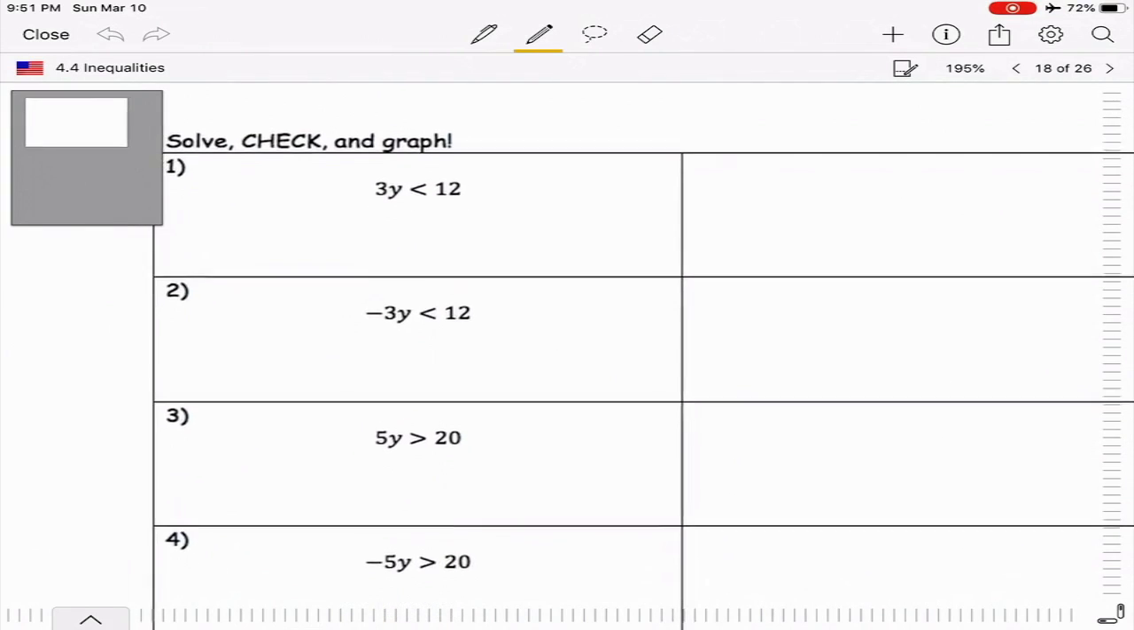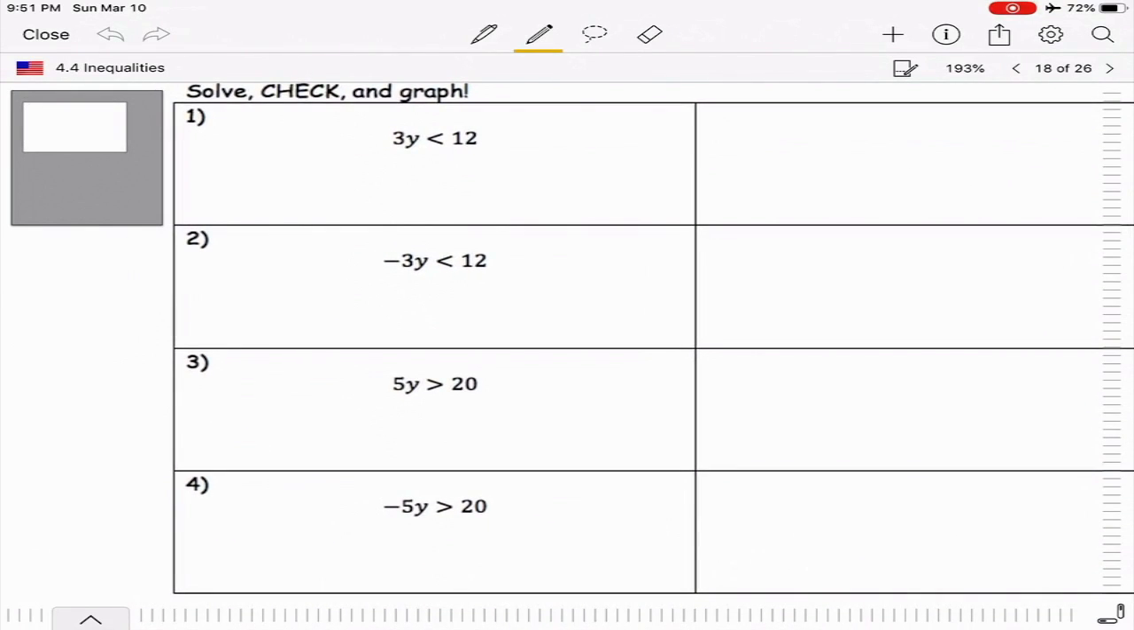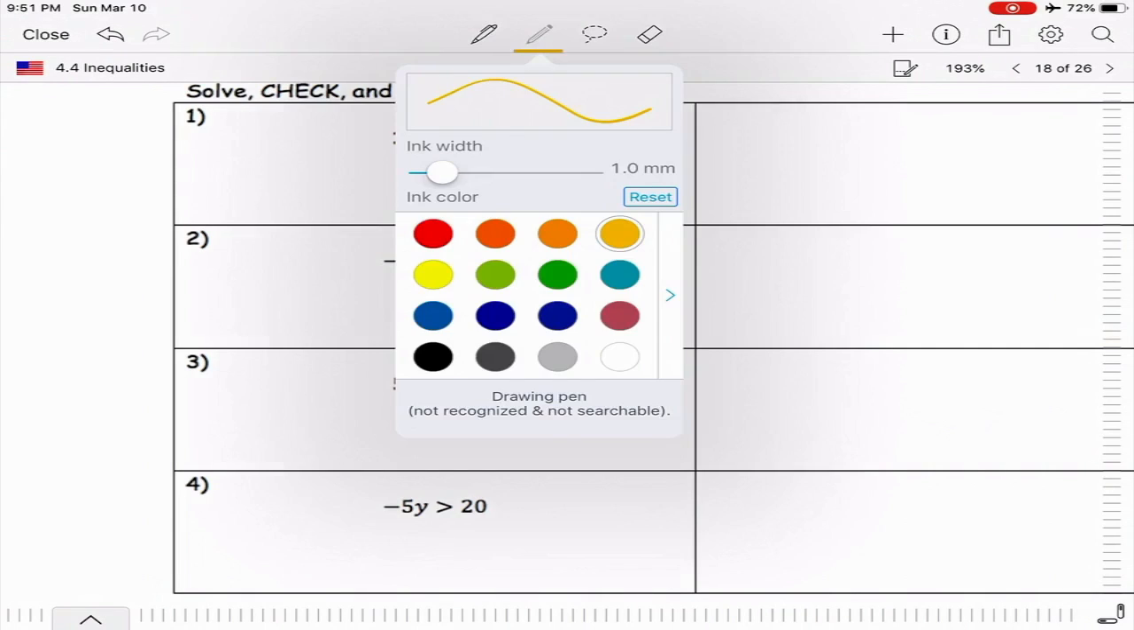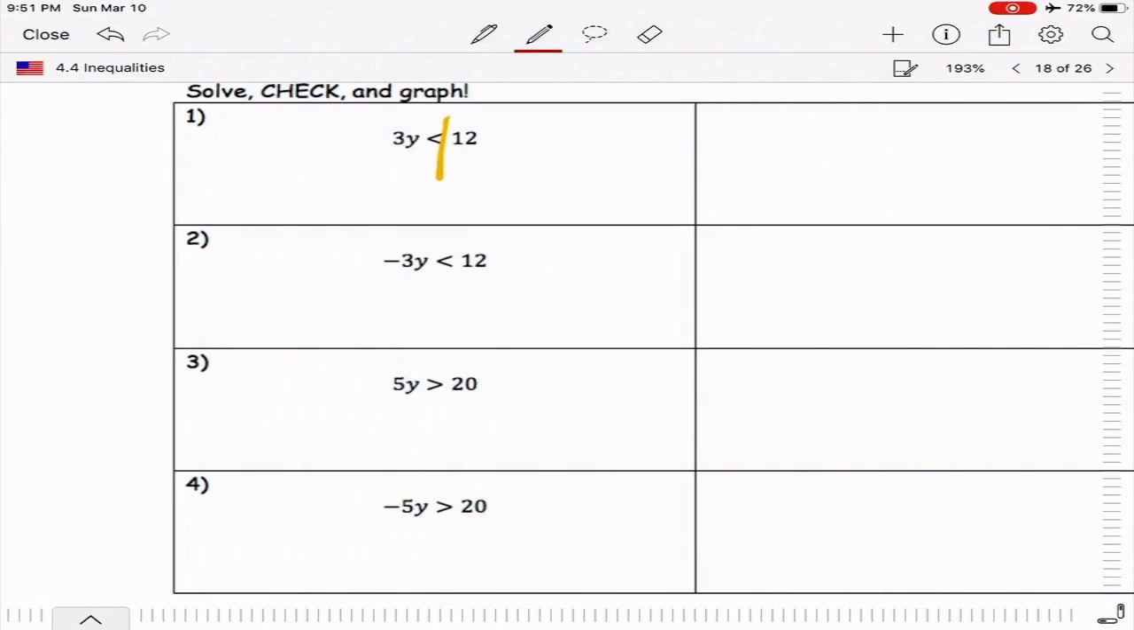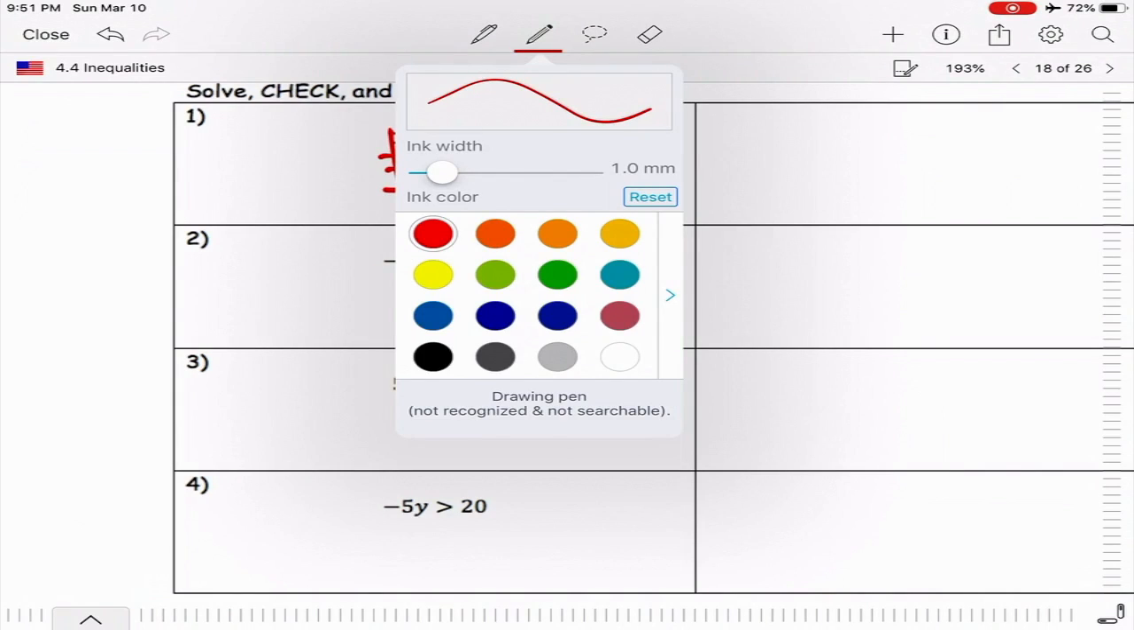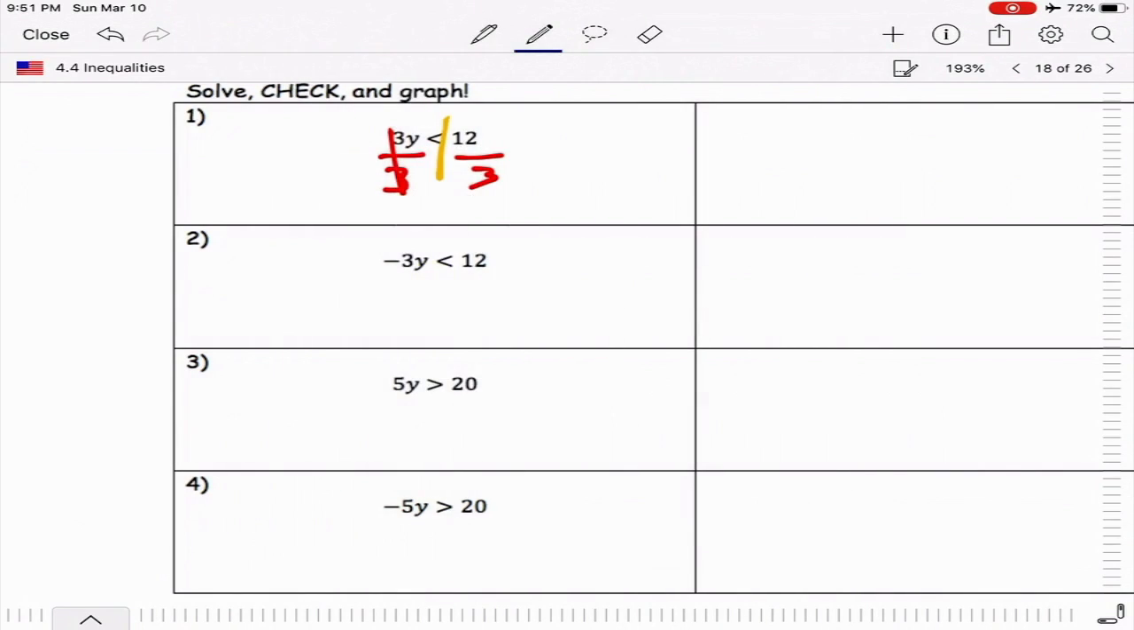So let's do these 4 examples. Here, line through the inequality, the operation between the 3 and the y is multiplication. Therefore, the opposite is dividing. You divide by 3, you divide by 3. What I have in red is a division by positive 3. Therefore, the inequality does not flip. I keep the inequality exactly the way it is. And then 12 divided by 3 is 4.